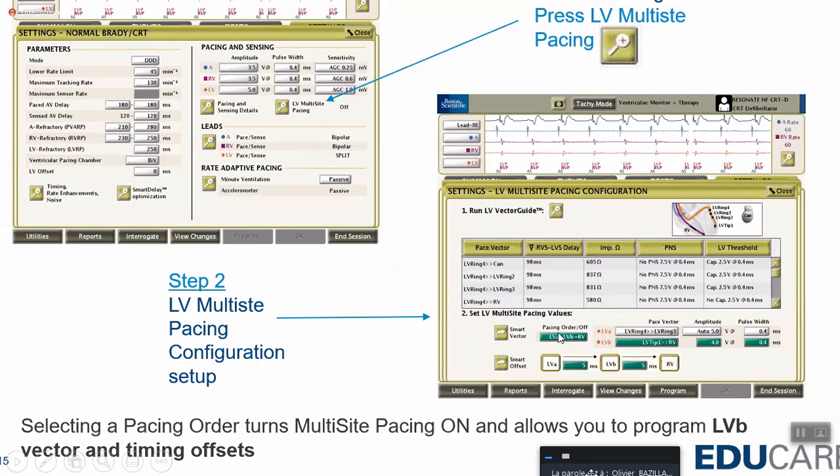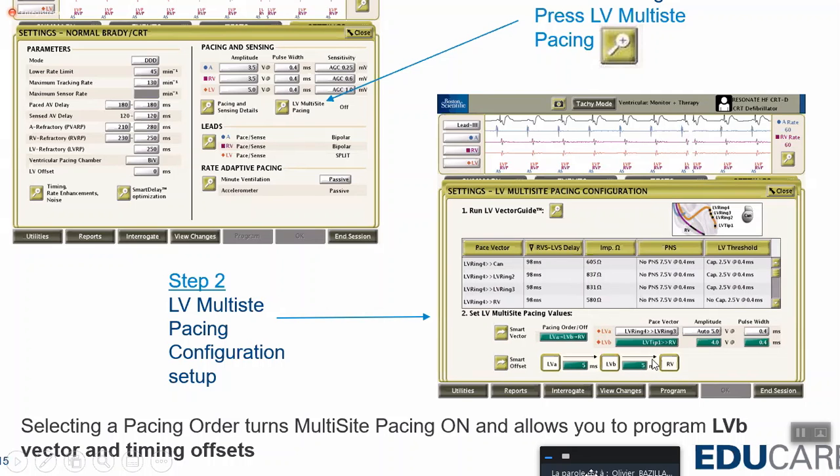Your system will automatically choose as the primary vector the one with the longest VV delay, of course, and then the widest, let's say, anatomically speaking, electrode up to the right ventricle. So the system will suggest the configuration. Then you can also click Offset. The system will suggest the offset between the LVA, meaning the first pacing electrode, and the second one, the LVB, and then up to the RV.